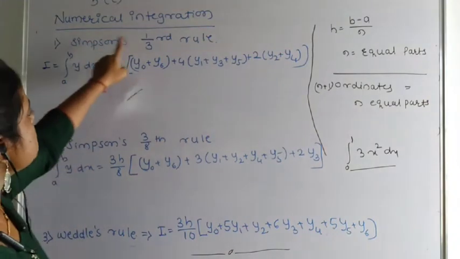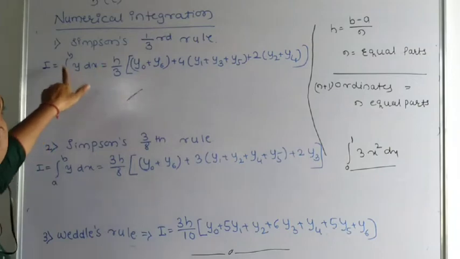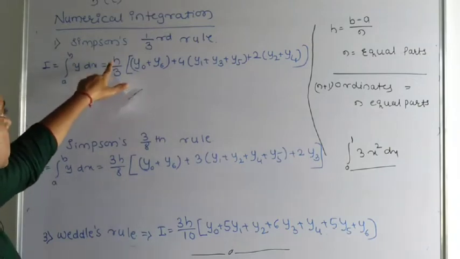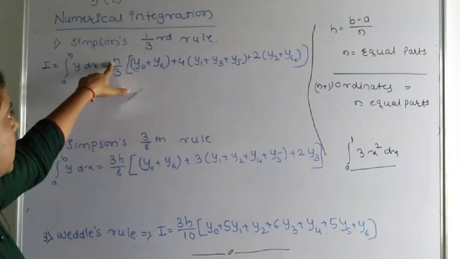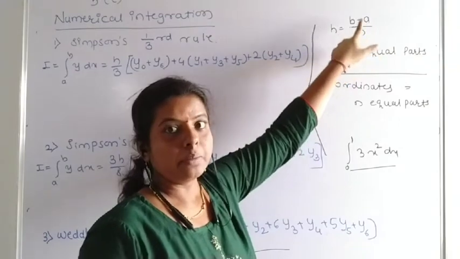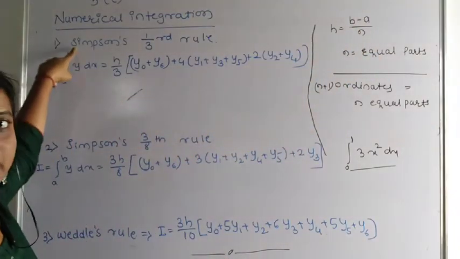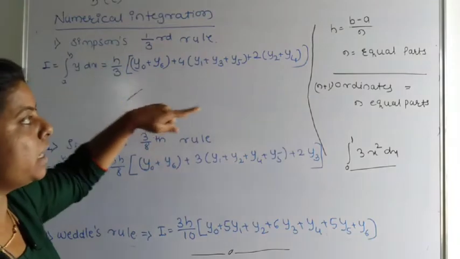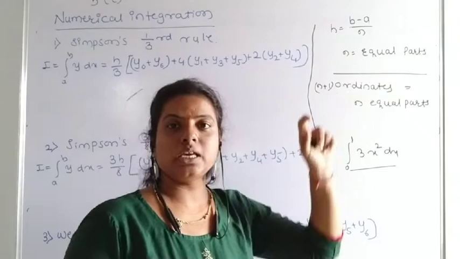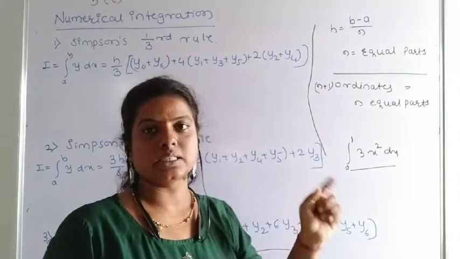First one, Simpson's 1/3 rule: I is equal to the integration of a to b of y dx, is equal to h by 3. H is nothing but b minus a divided by n. A and b are our limits, divided by n. N is the number of equal parts. If they give 6 equal parts, you have to consider n as 6.